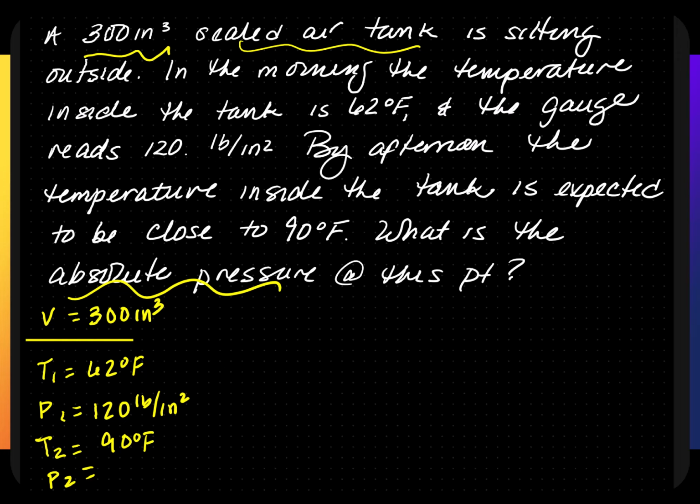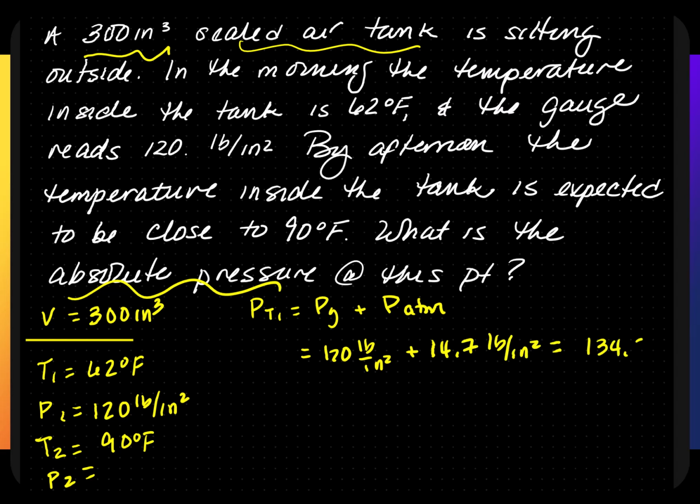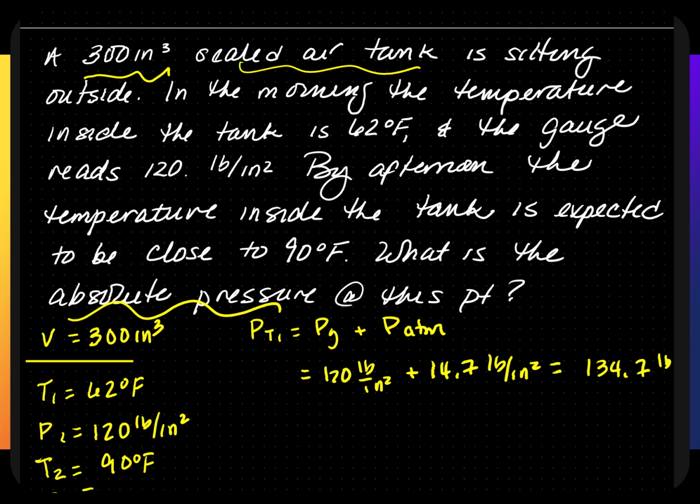So first thing I need to do is convert my gauge pressure to my absolute pressure. So my P total 1 is going to be P of the gauge plus P of the atmospheric, which is equal to 120 pounds per inch squared plus 14.7 pounds per inch squared, which is 134.7 pounds per inch squared.